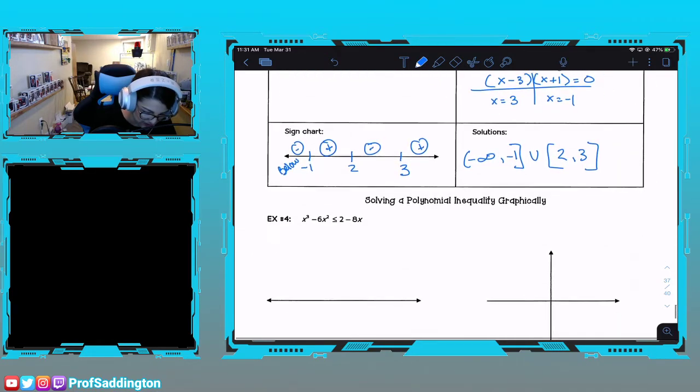Very good. And you can always sketch a picture of that, but since we're looking for negative things, you can look at the sign chart. I'm not going to do this one.